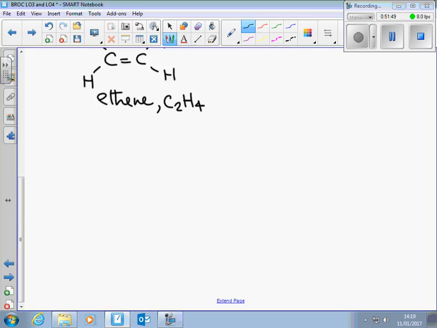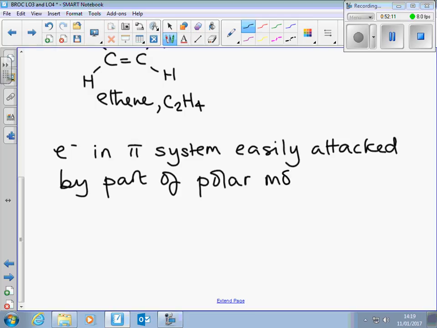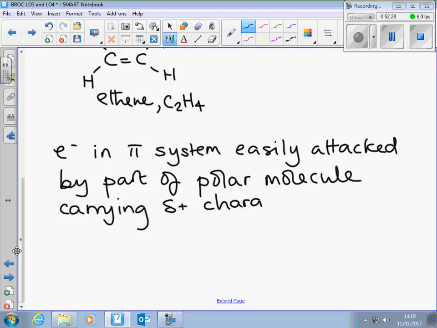All right, so basically the electrons in the pi system are easily attacked by the part of a polar molecule. Right, this is not the only option. That's the important thing to add here. But carrying, it's not going to be a full positive charge. We describe it as delta plus, don't we? All right, the slight positive charge.